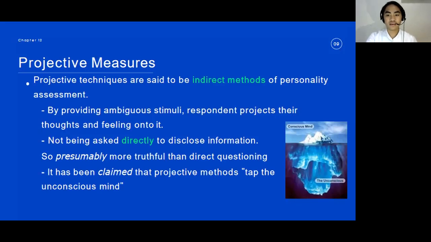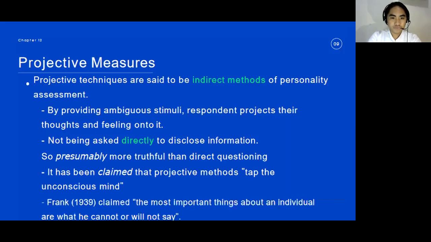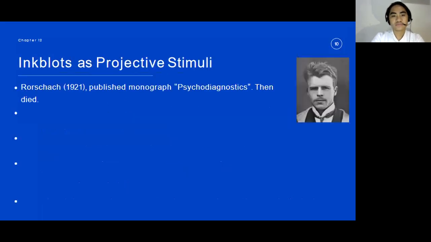It has been claimed, particularly by the psychoanalytic crowd, that projective testing taps the unconscious mind, and we often use the metaphor of an iceberg, such as here. There's the top bit that self-report responds to, but there is a much deeper element, the unconscious mind, that things like projective tests will be tapping into. Frank claimed that the most important things about an individual are what he cannot or will not say, which is the unconscious mind.